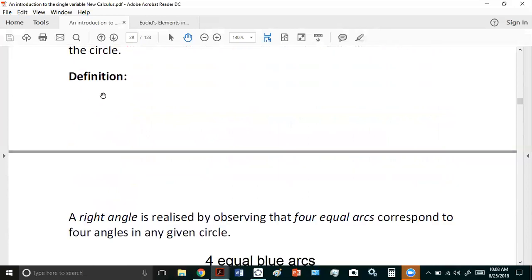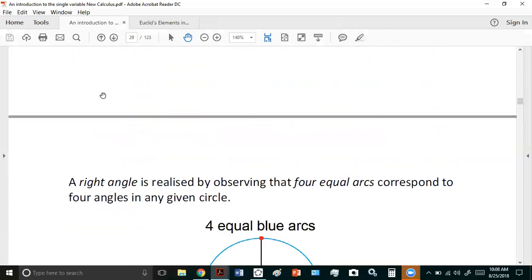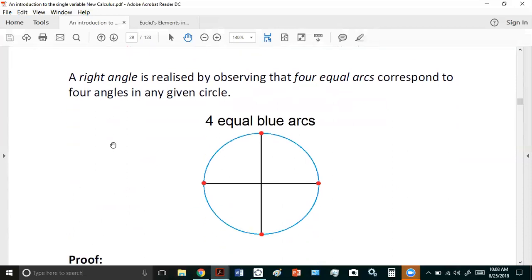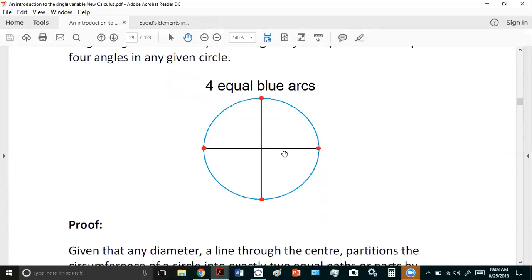And now we're going to start moving towards the definition of a right angle. You don't have to accept anything on faith or axiomatically. A right angle is realized by observing that 4 equal arcs correspond to 4 angles. Now you might say, whoa, what are equal arcs? Well, hang on, be patient, I'll show you.